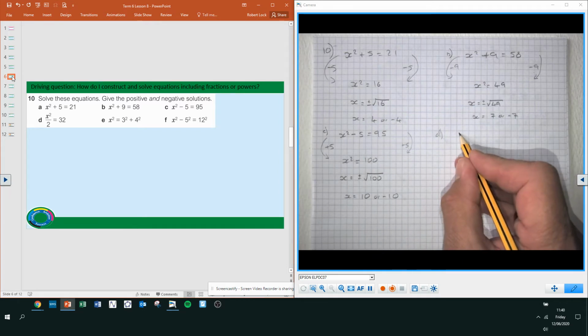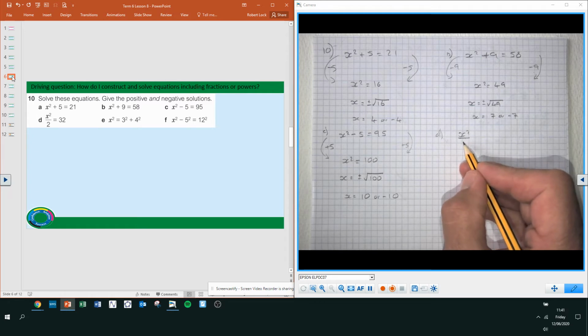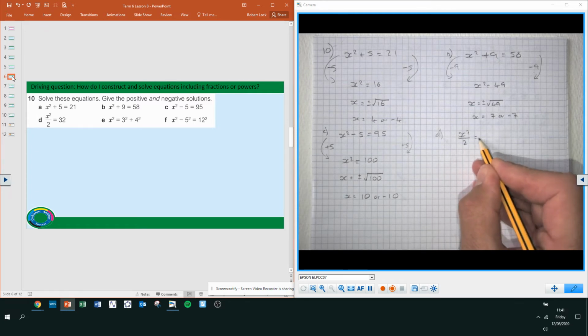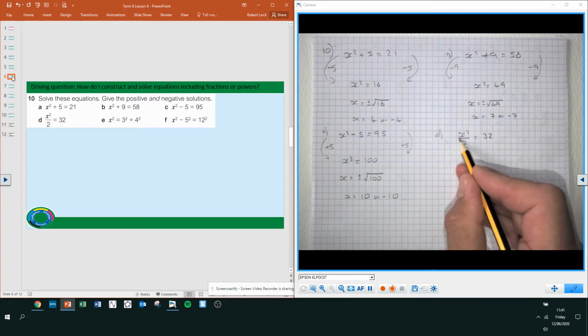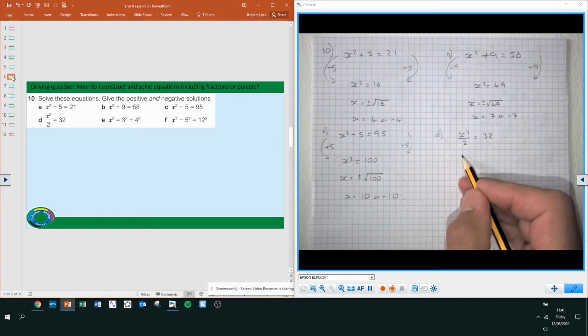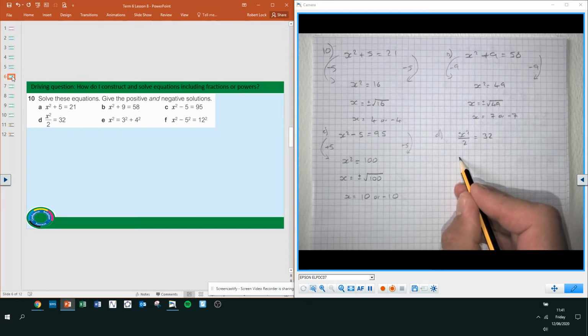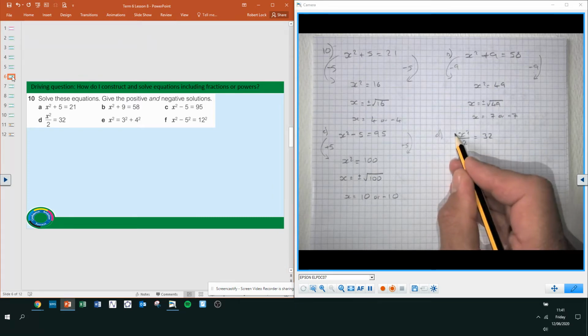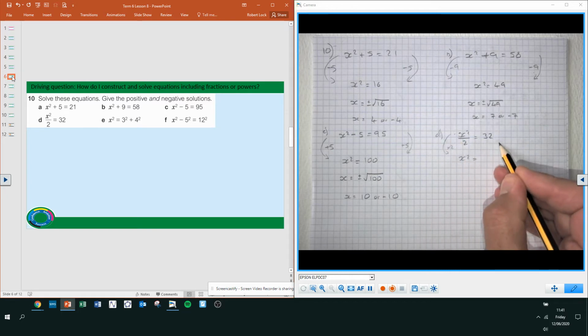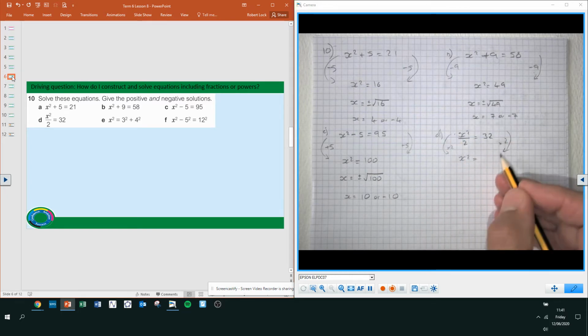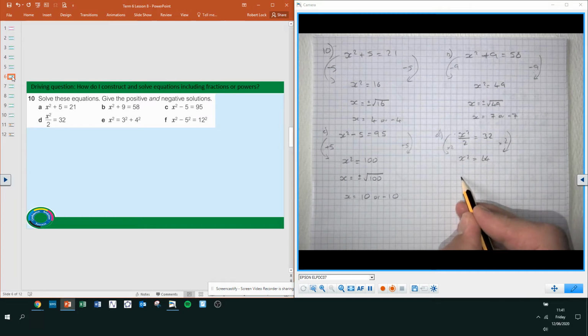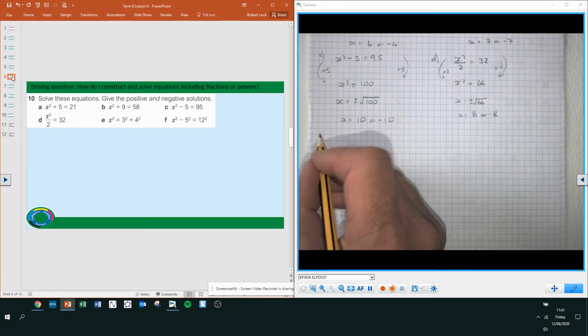x squared over 2 equals 32. To get rid of the divide by 2, you need to times everything by 2. You times this by 2, end up with x squared. So times by 2, times by 2. 32 times by 2 is 64. So then x equals plus or minus the square root of 64. x could be 8 or minus 8. E.